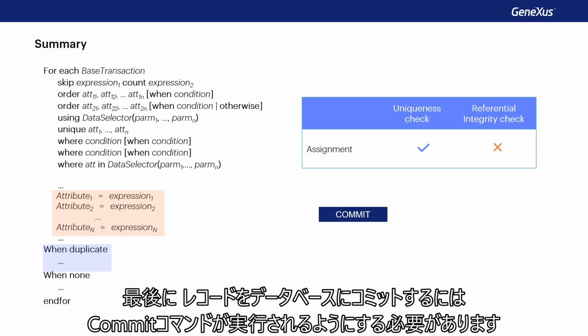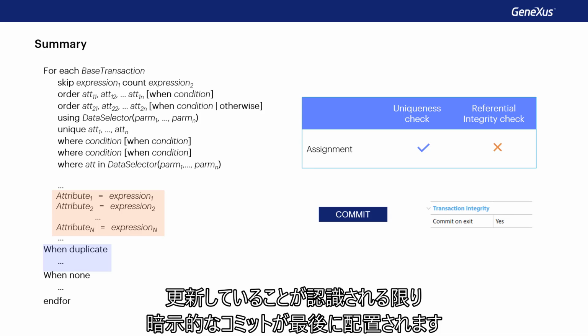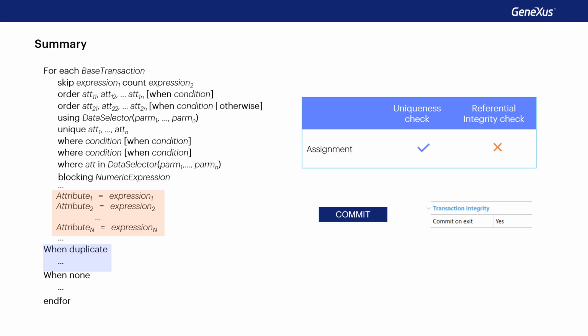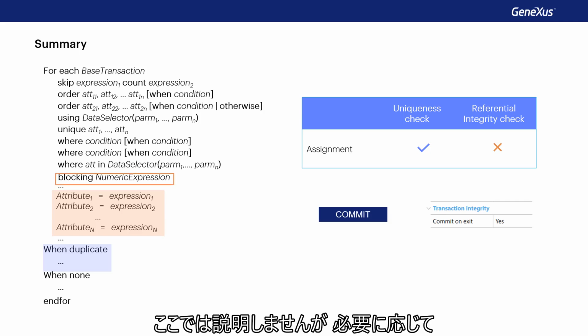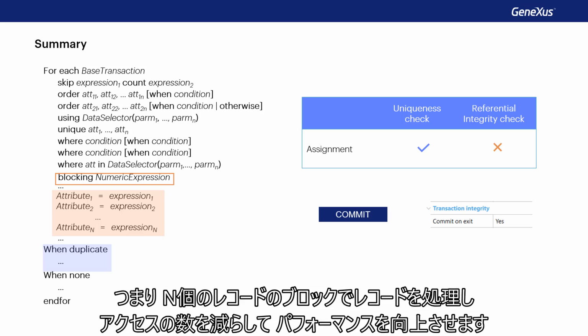Finally, for the record to be committed in the database, we must make sure that the commit command is executed. In a procedure, by default, an implicit commit is placed at the end, as long as it's understood that the source is accessing the database somewhere to update it. But we can explicitly write commits in the source where it's convenient for us. We won't see it here, but optionally, you can specify a blocking clause, which allows you to make updates in blocks instead of record by record. That is, it'll process records in blocks of n records to reduce the number of accesses and improve performance.